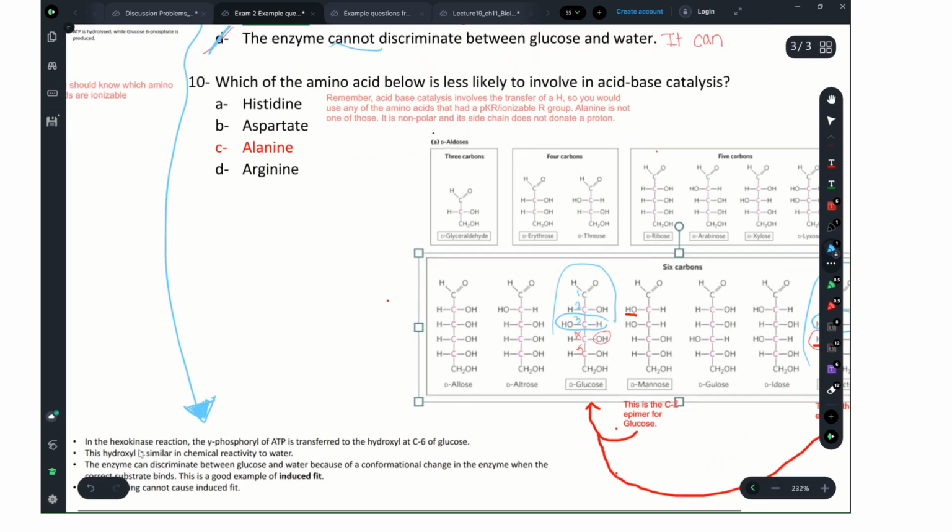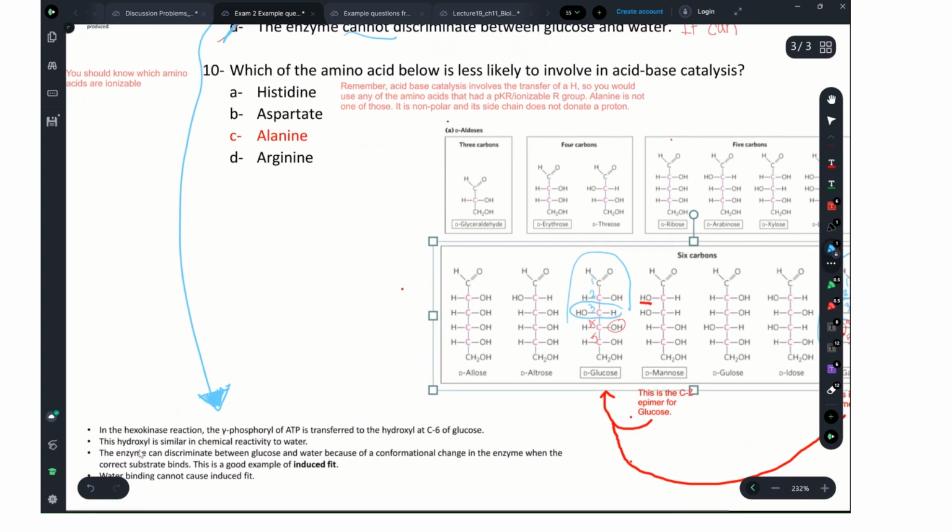So I went ahead and copied some more notes from lecture for you. In the hexokinase reaction, the gamma phosphoryl of ATP is transferred to the hydroxyl at carbon 6 of glucose. This hydroxyl is similar in chemical reactivity to water. The enzyme can discriminate between glucose and water because of a conformational change in the enzyme when the correct substrate binds. This is a good example of induced fit.